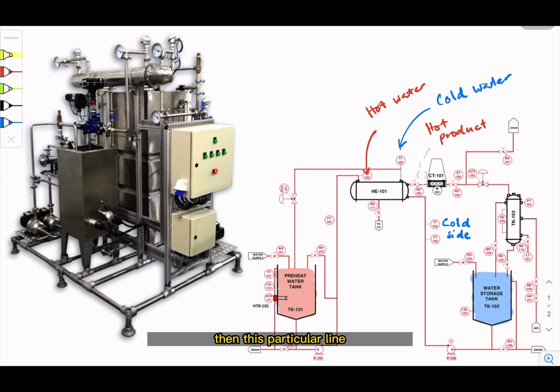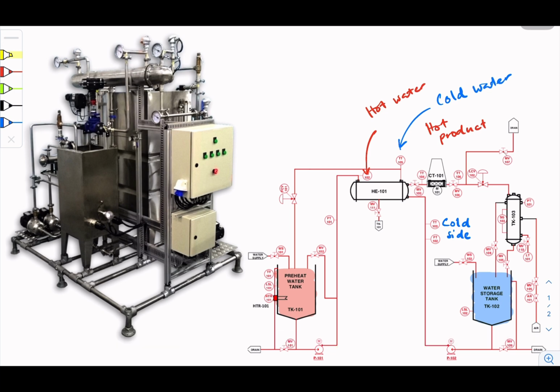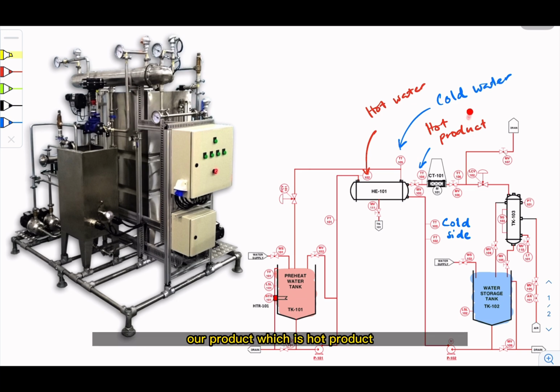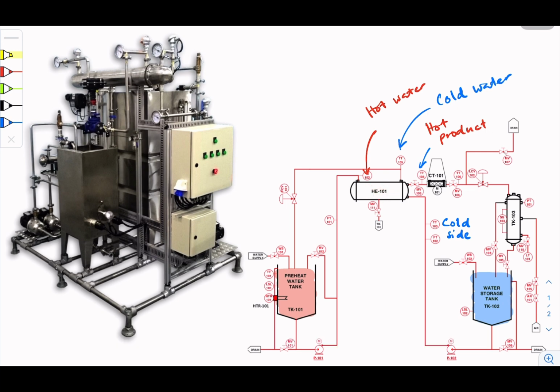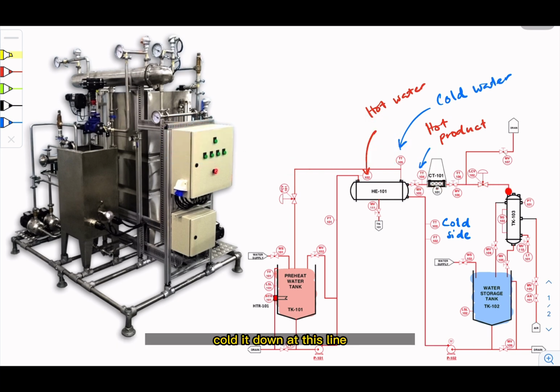Then the rest of the line is because our hot product, which is exiting the heat exchanger, we have to cool it down at this line before it comes back to the storage tank. That is basically the basic operation of the heat exchanger.